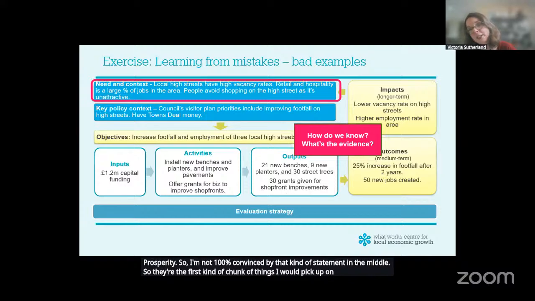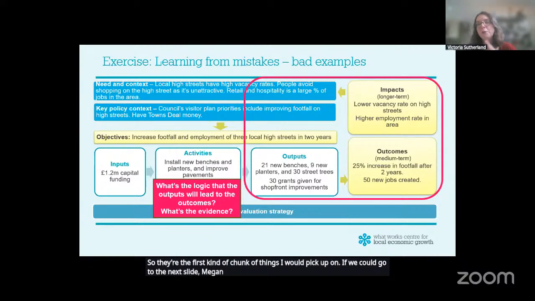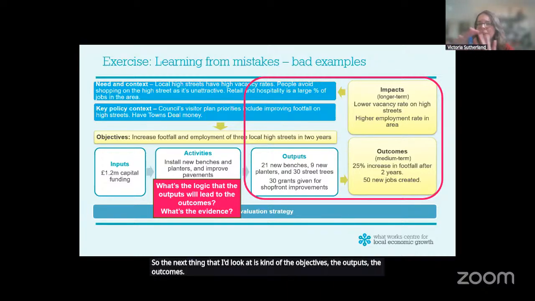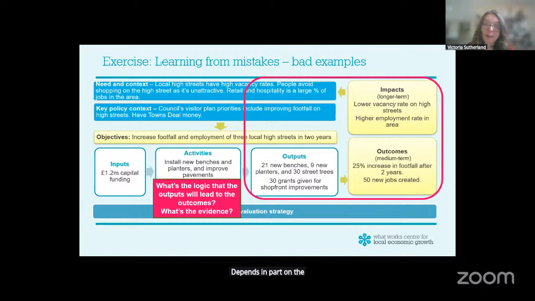If we could go to the next slide, Megan. The next thing I'd look at is the objectives, the outputs, the outcomes, the impacts. It's a bit more difficult to do a box that accurately captures them in the ping. I think whether or not these are right depends in part on the answer to those questions that I've posed about need and context.